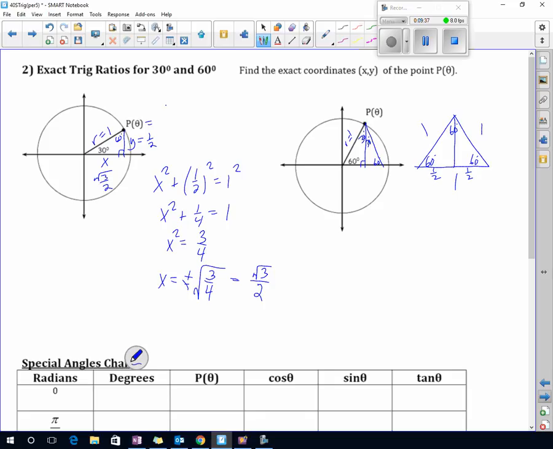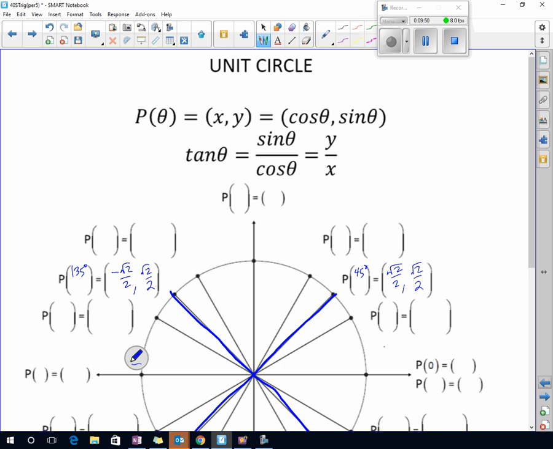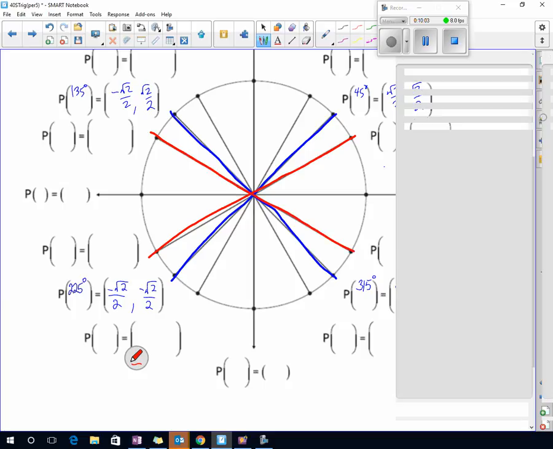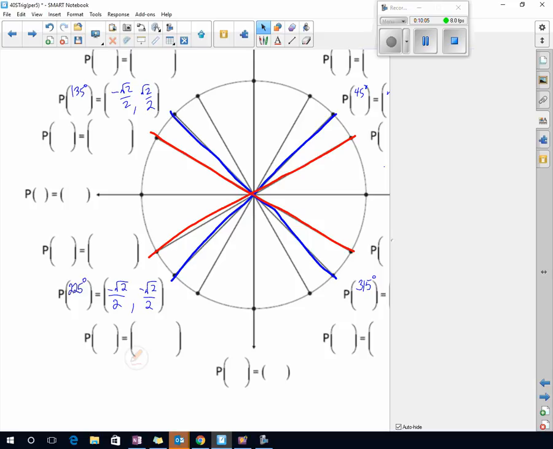To the 30 triangle. So let's go back to the 30 triangle. I'm going to use a different color. Let's use red. Yes, root 3 over 2, comma, 1/2. What's the 30 in the other quadrant? 150.